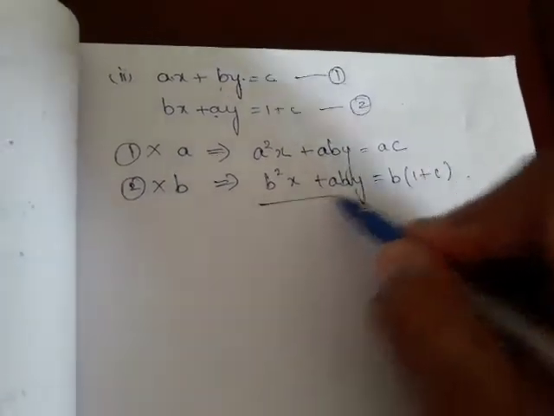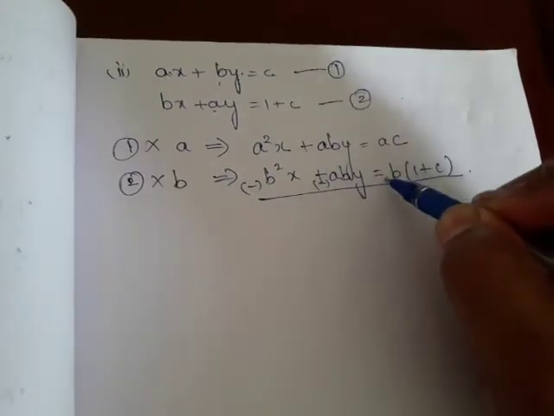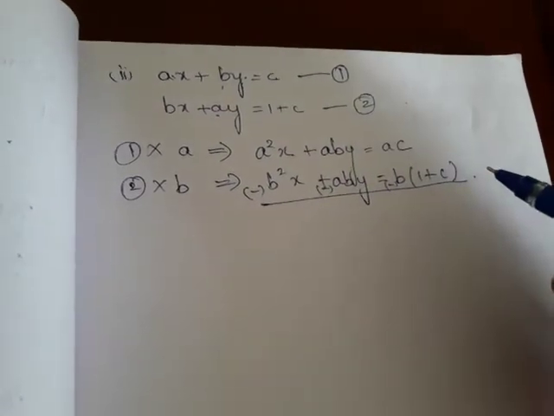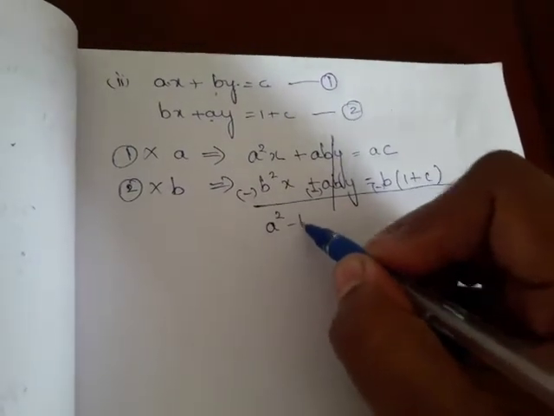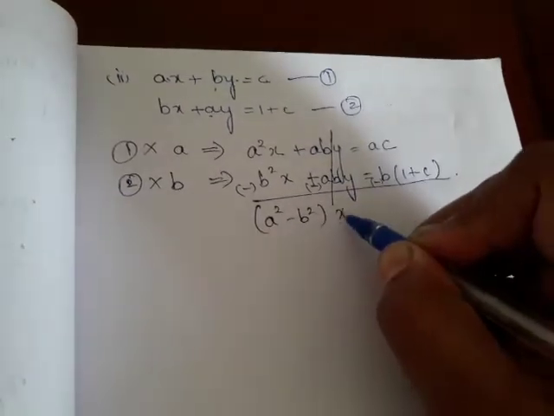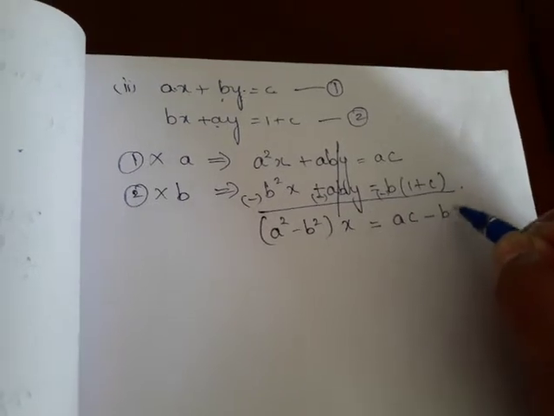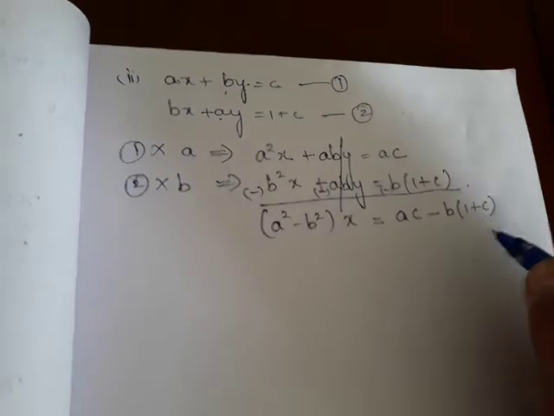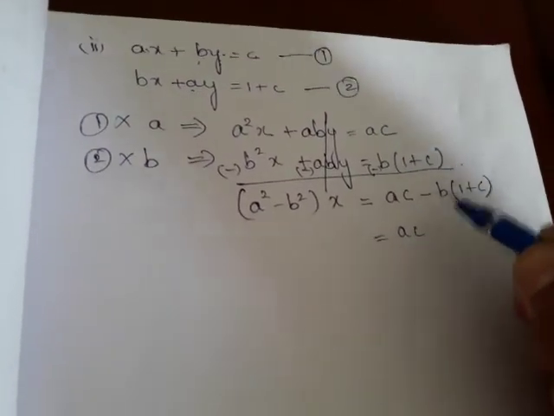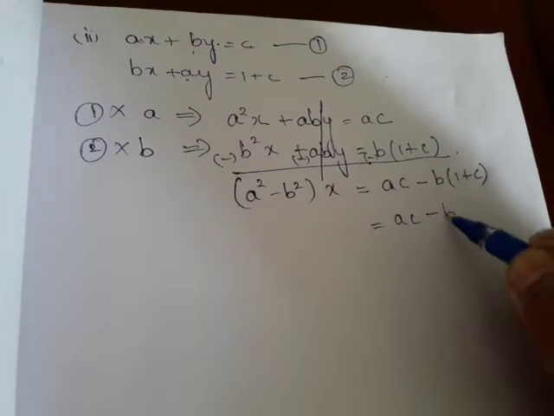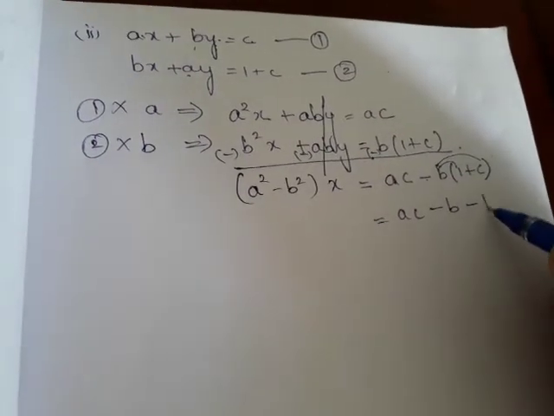Be careful here. Now we need to change the sign. This will become minus, this will become minus, this also will become minus. So these two will get cancelled. Here a square minus b square into x equals ac minus b into 1 plus c. You understood? This is minus b into 1 plus c. Now remove the brackets. Minus b into 1 is minus b, minus into plus is minus, b into c is bc.